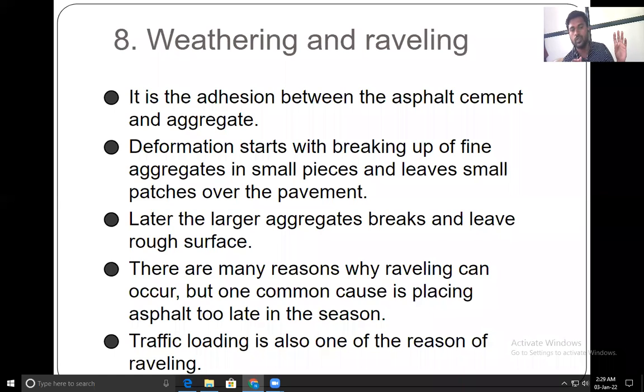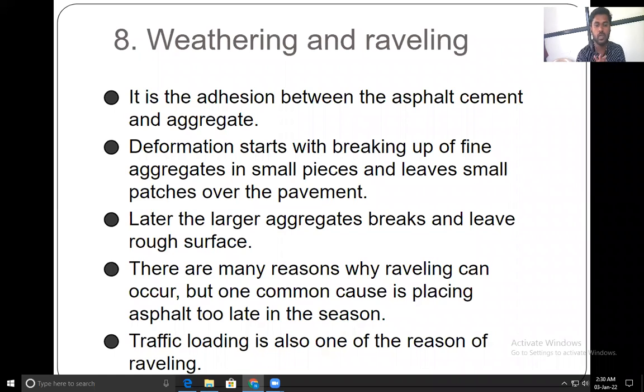There are many reasons for such deterioration to occur, but one of the most common causes is placing the asphalt too late in the season. Suppose we have placed the base course, then applied the prime coat, and then we have to apply the asphalt layer. But if we take too much time to apply the asphalt layer, the proper bonding will not be there, so small material will try to come off from that road.